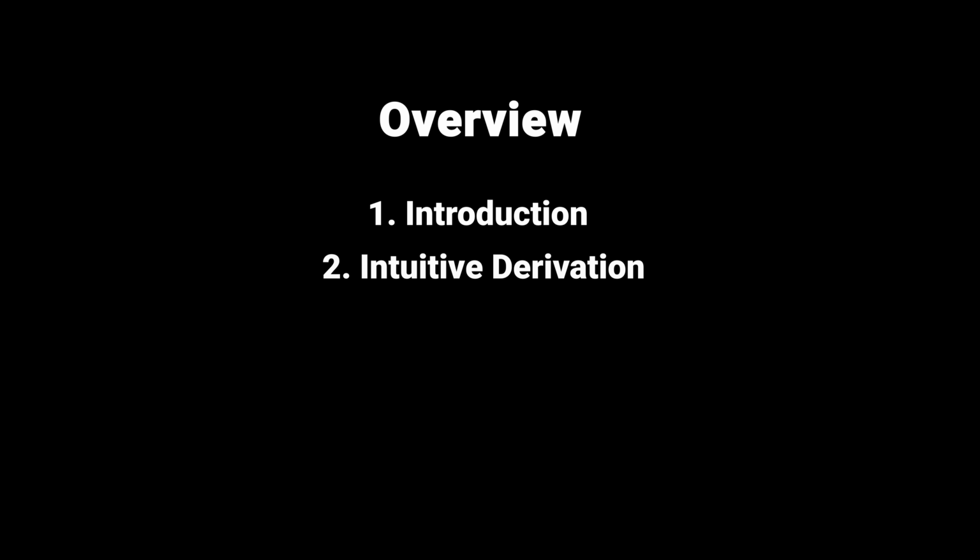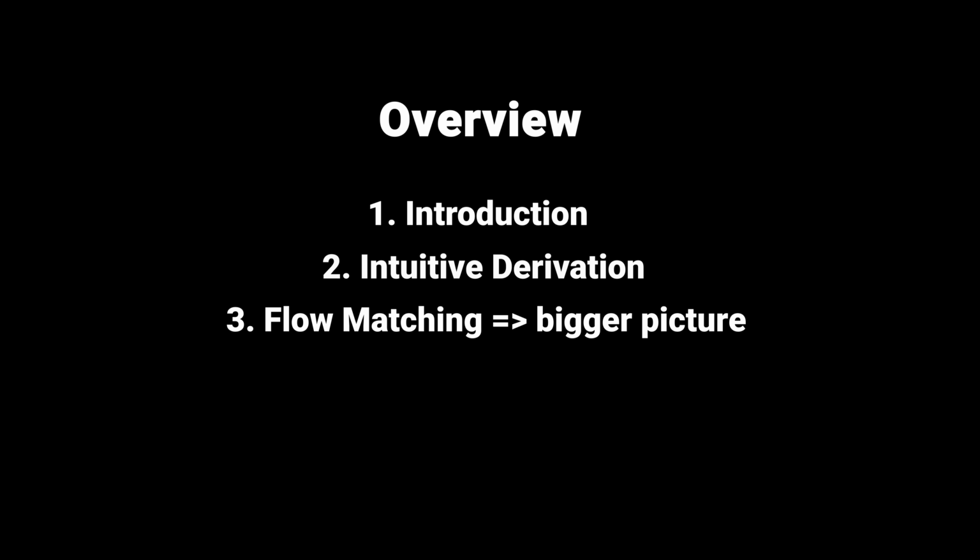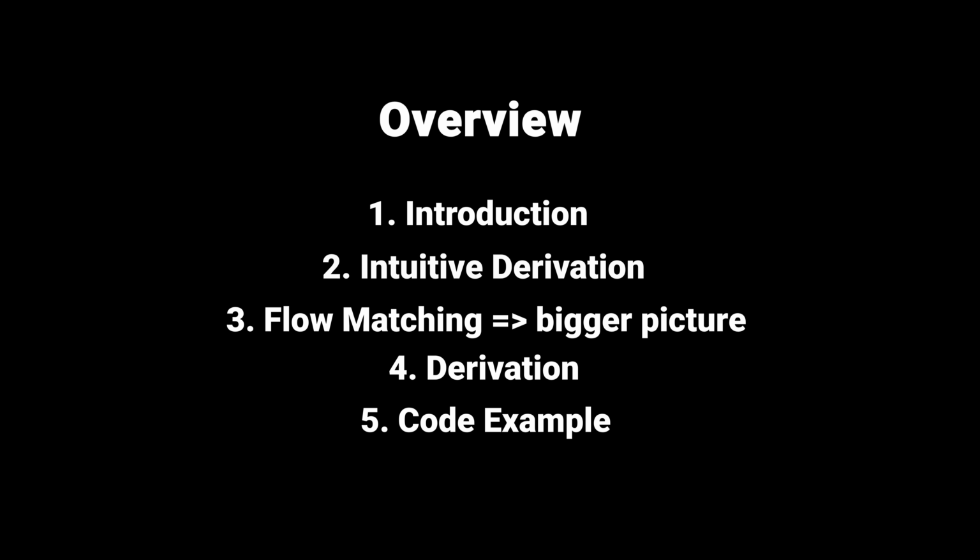Now, how will this video be structured? At first, we'll do a quick introduction and explain the problem definition that we're trying to solve. Second, I'll give you an intuitive derivation of flow matching, which is extremely simple to understand and might already be all that you need for this entire method. Third, we'll place flow matching into the bigger picture of diffusion models, such that you understand the core differences between this approach and the more typical ones that you might be used to. And then fourth, we'll do the full derivation as they also do it in the paper. And then last but not least, we'll do a code example where we implement the approach in PyTorch.